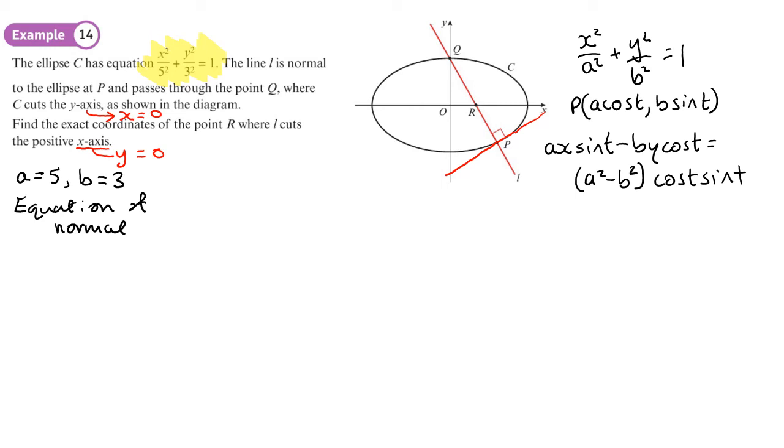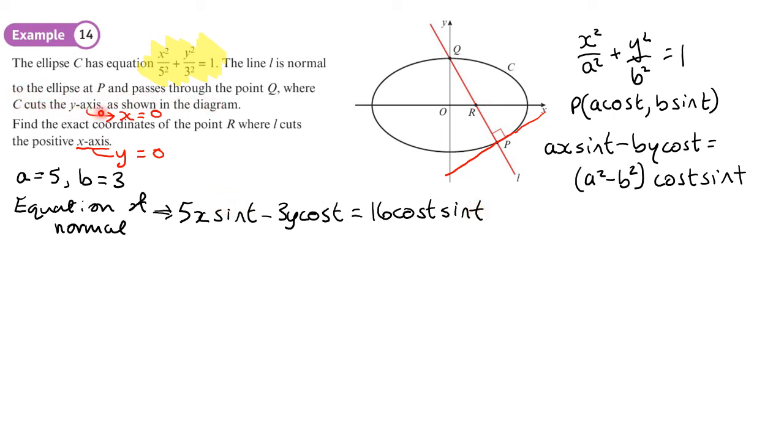But yeah, putting these numbers in, got the equation of normal as ax, so 5x sin t, minus by, so 3y cos t, equals a squared minus b squared, so that's going to be 25 minus 9, if I'm right, which is 16, so 16 cos t sin t. Now what we need to do is to find a value of t for this specific line, so we need a point that it passes through, and we can use this here.